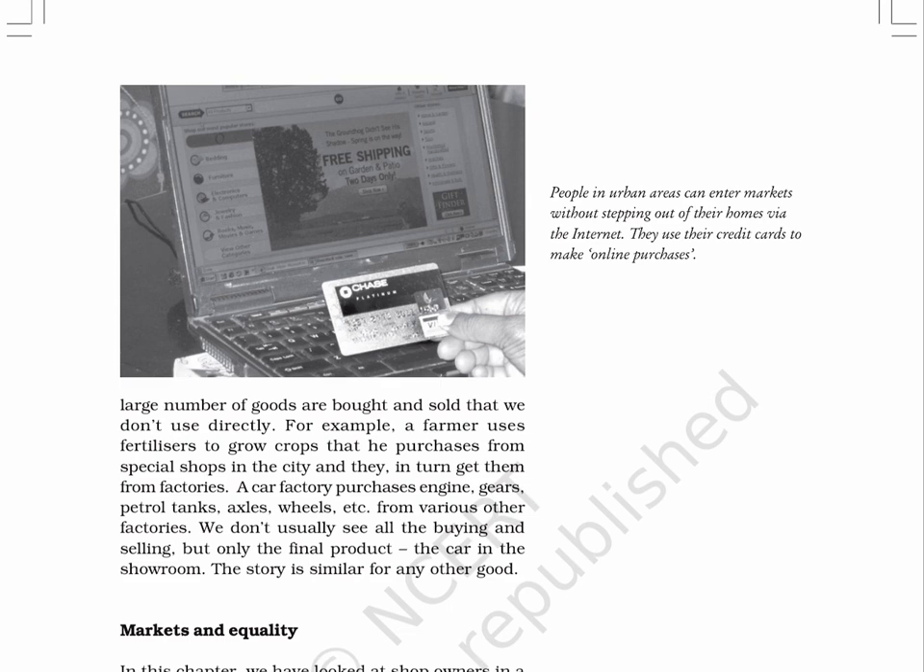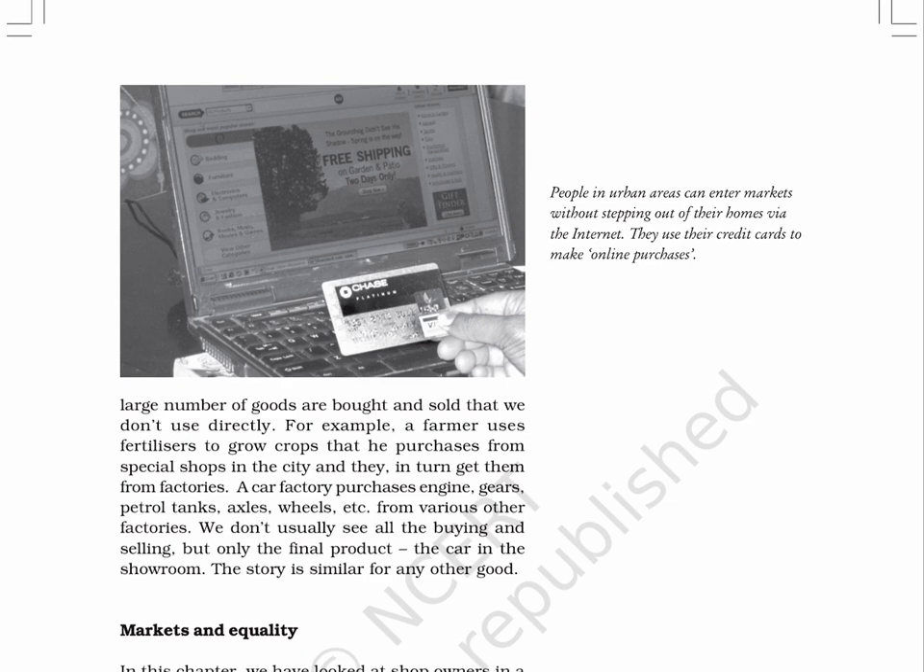A car factory purchases engine, gears, petrol tanks, axles, wheels, etc. from various other factories. We don't usually see all the buying and selling, but only the final product, the car in the showroom. The story is similar for any other good.